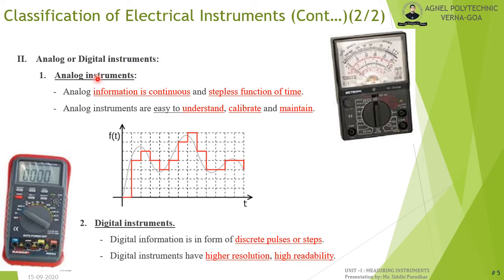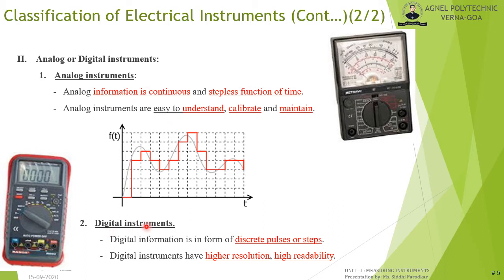Electrical instruments can also be classified as analog instruments and digital instruments. Analog instruments display analog information, that is a continuous and stepless function of time. This grey color signal is analog in nature. It is a continuous and stepless function of time. Analog instruments have advantages such as they are very easy to understand, calibrate and maintain.